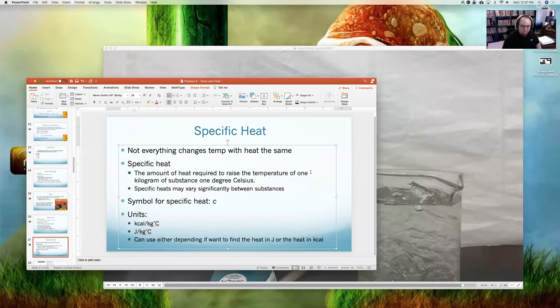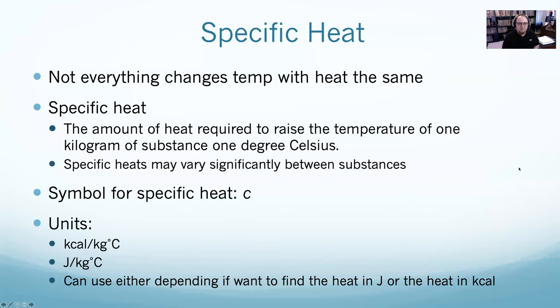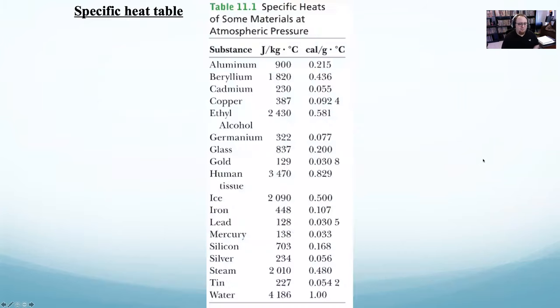1 kilogram of a substance, 1 degree Celsius. But just know it's a constant for the material and how easy it is to change its temperature. I mean, here's some values. So aluminum has a pretty low value at 900. Copper is even lower at 387. This is why people use copper pans. It readily can change temperature.